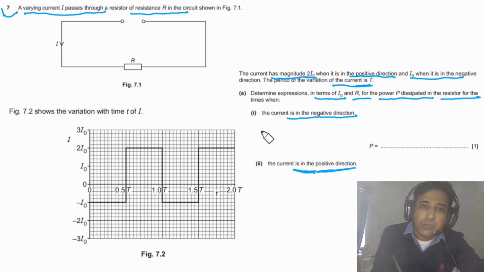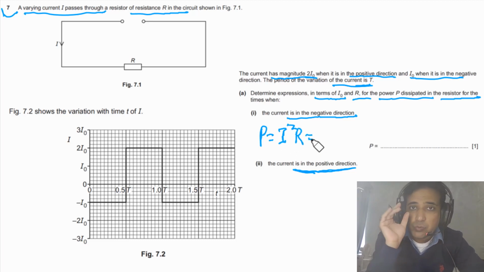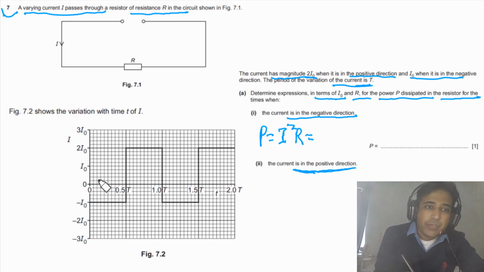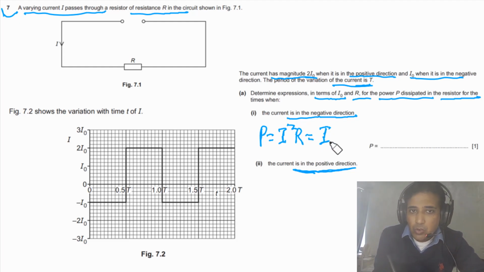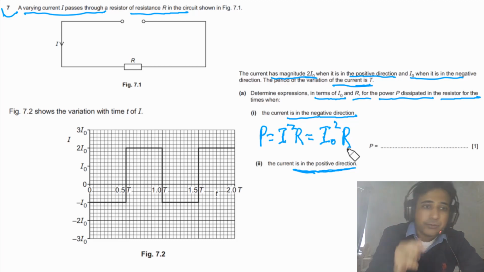So simply we need to understand the power. Because the current is constant, power simply will be equal to I squared times R, the same as we do for a DC circuit. Now in this case, the value of I is given to us, that is I naught, so simply we will replace I with I naught, so this is I naught squared times R. This is how you can calculate power when current is in the negative direction.